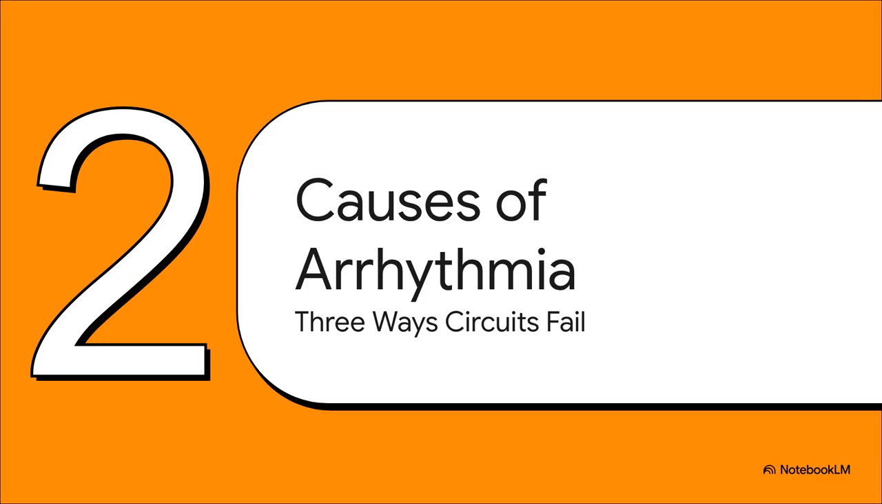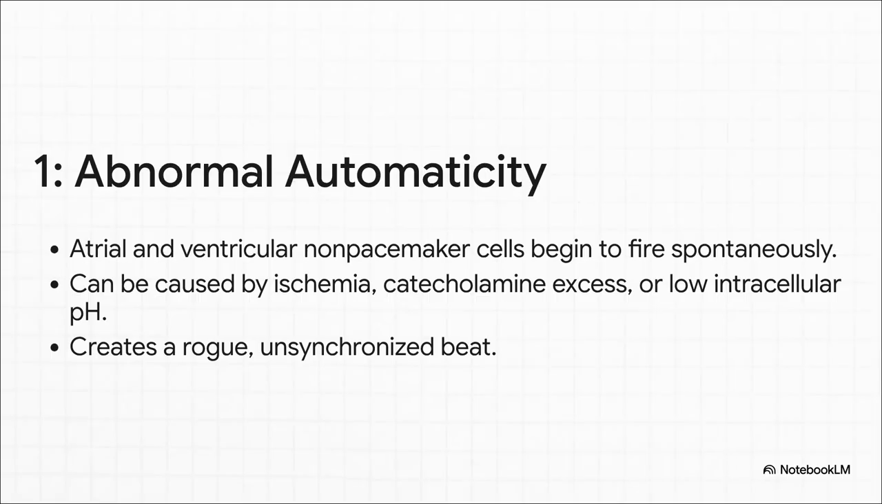It really boils down to three main culprits, three fundamental ways the circuits can fail, that cause pretty much all arrhythmias. First up is abnormal automaticity. This is a problem with making the impulse in the first place. So remember those worker cells, the myocytes, that are supposed to wait for a signal? Well, under stress, say from a lack of oxygen during a heart attack, or if your electrolytes like potassium are out of whack, they can start firing on their own.